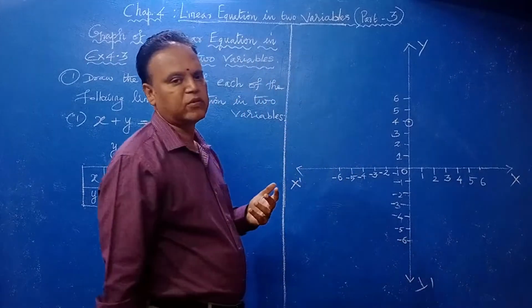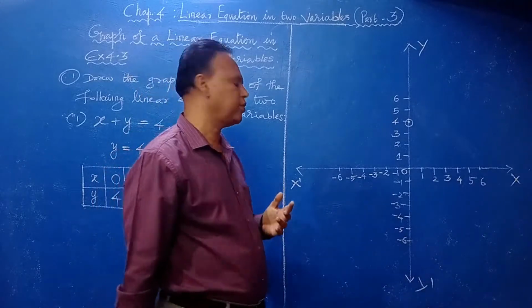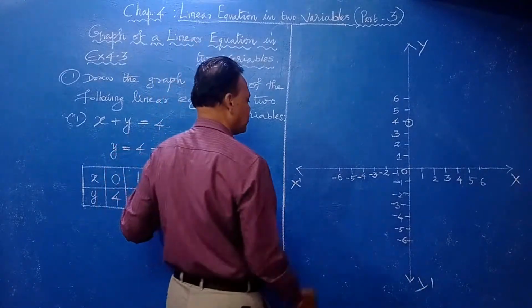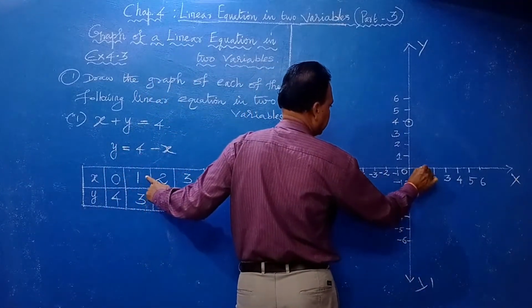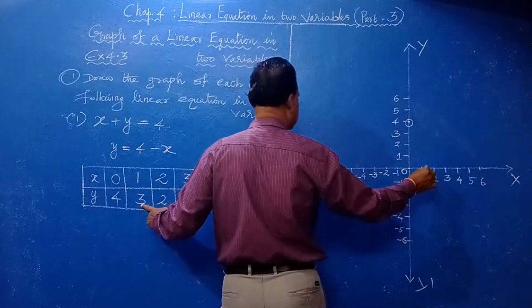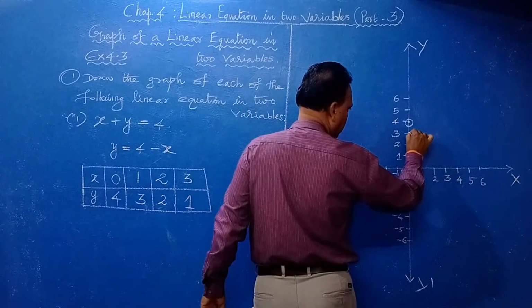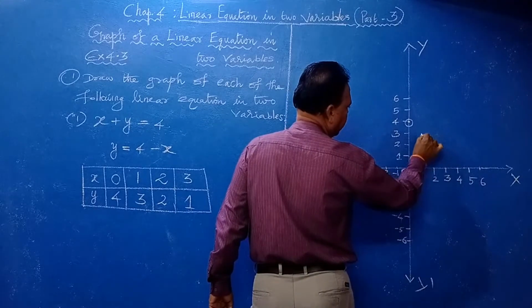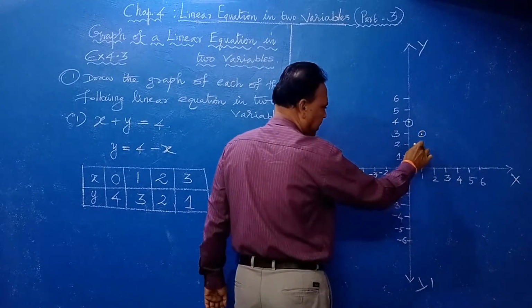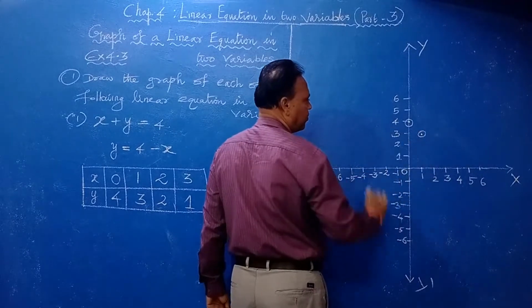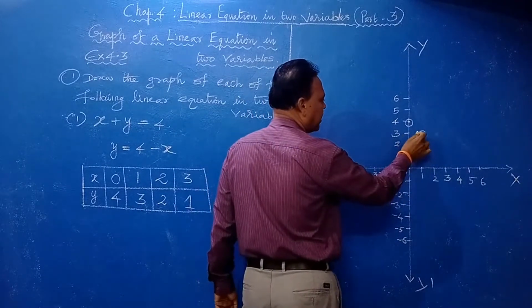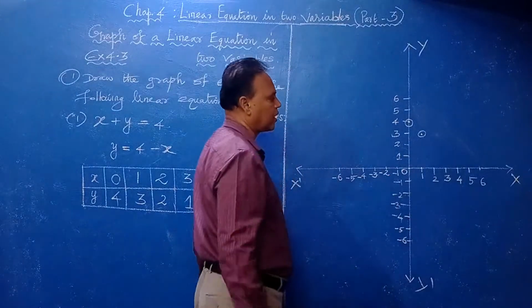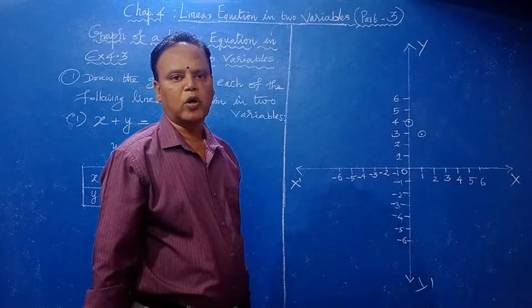In mathematics, all concepts you always have to remember. Then (1, 3): x is 1, on the x-axis you take 1, then y is 3 here. So (1, 3). In the graph, you have to take the intersecting point. If you draw perpendiculars, correctly it should be at 1 and 3. Clear? Like this you have to plot.